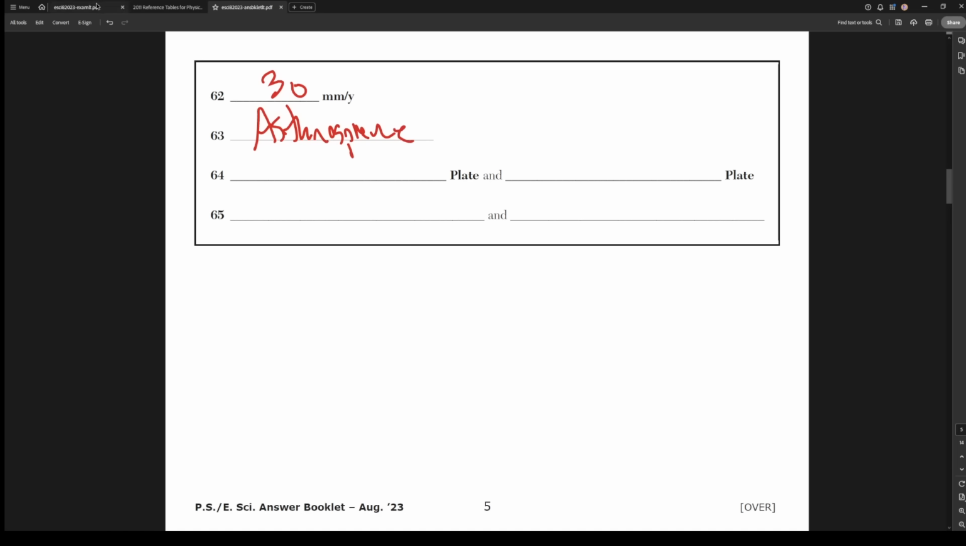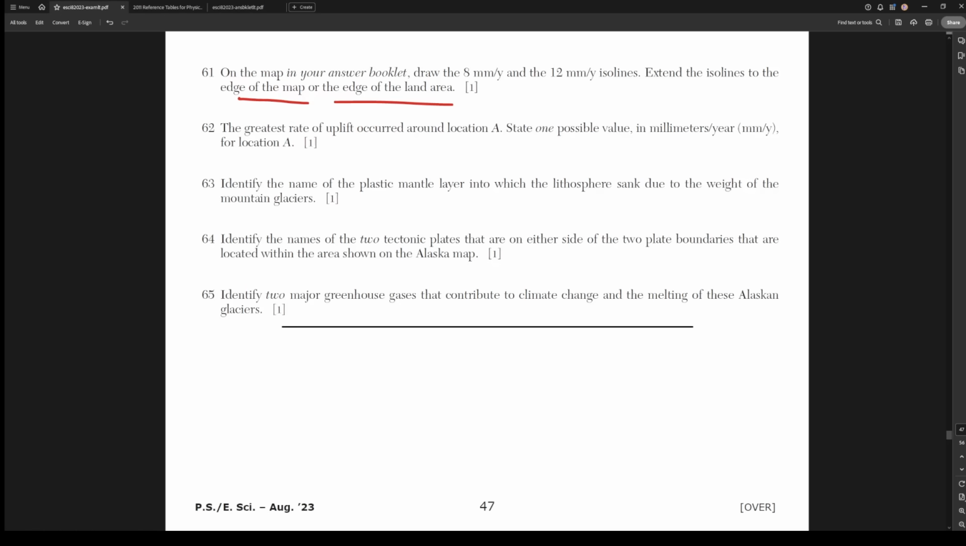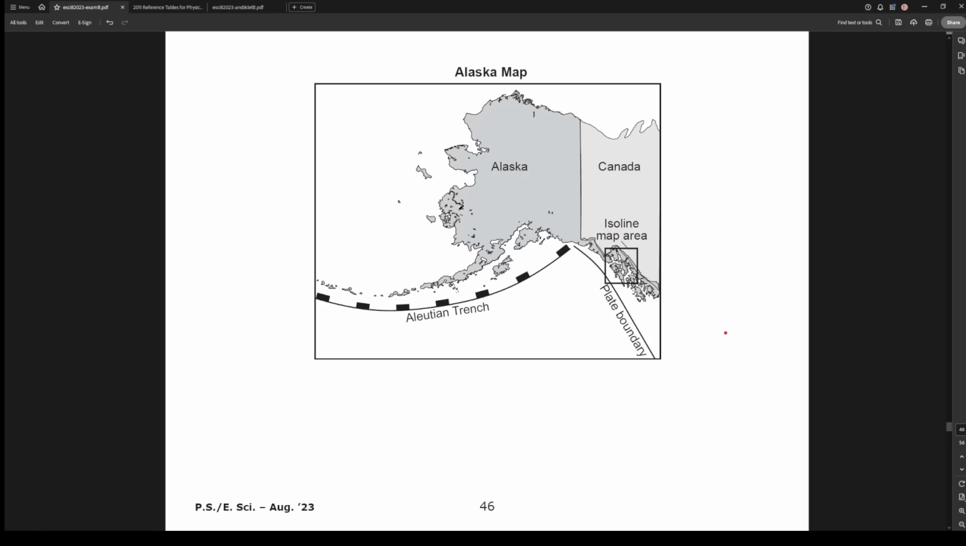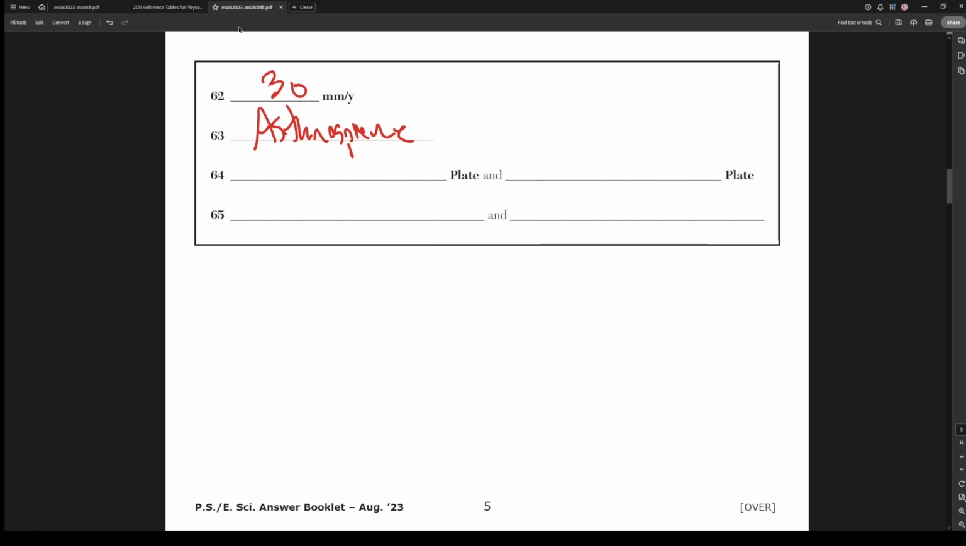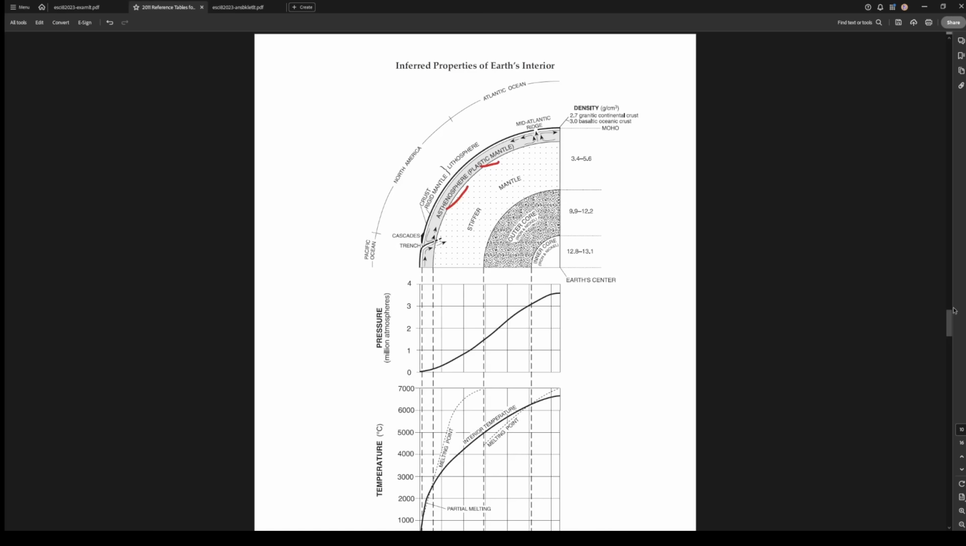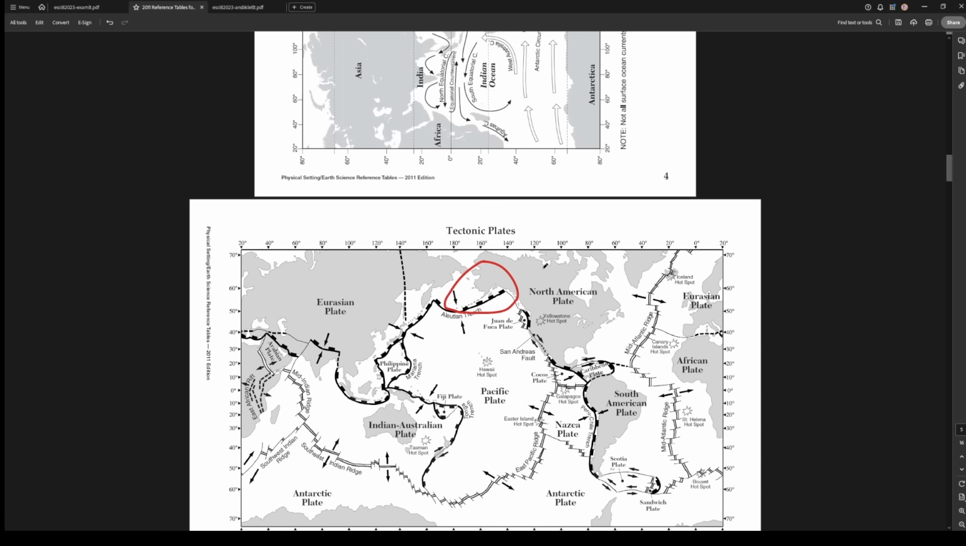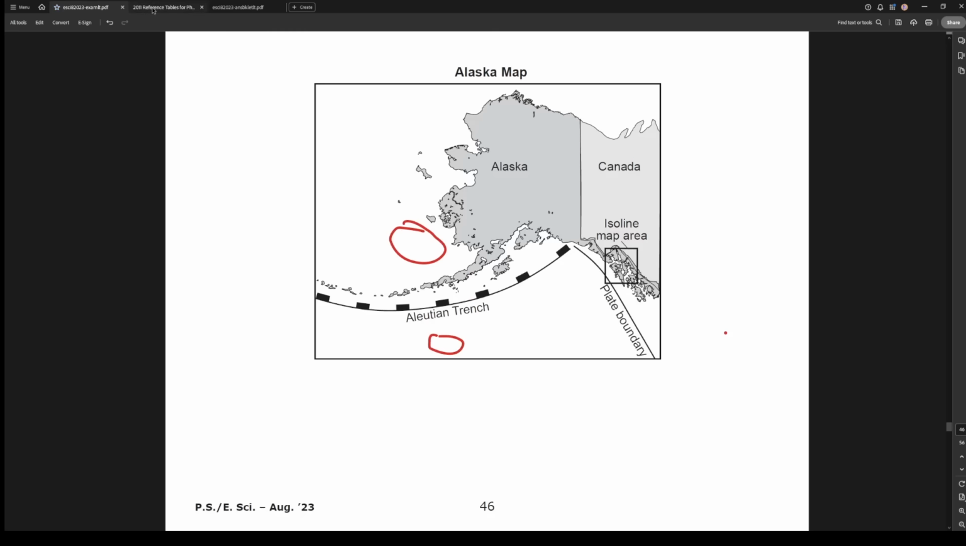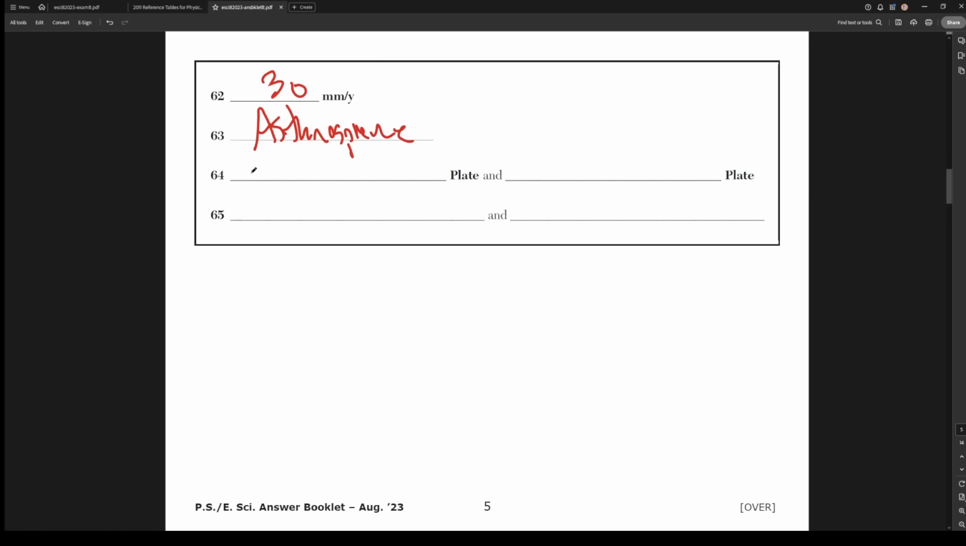Okay, 64. Still with me? Hope so. Identify the names of 2 tectonic plates that are on either side of the plate boundaries that are shown within the map. Okay, we called it. So this one here and this one here. Oh, I lost my page. So this one here is the North American plate, and this one here is the Pacific plate. Look, North American plate's this, Pacific plate's that. That's the answers.